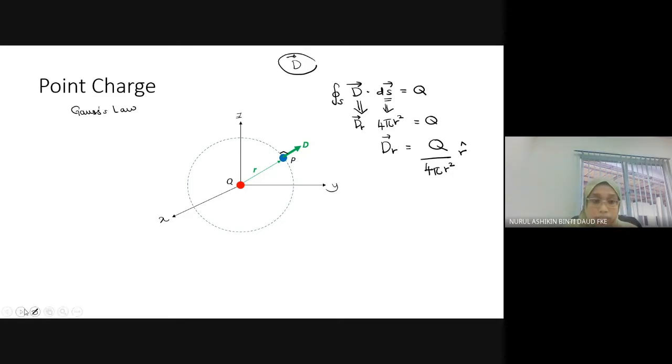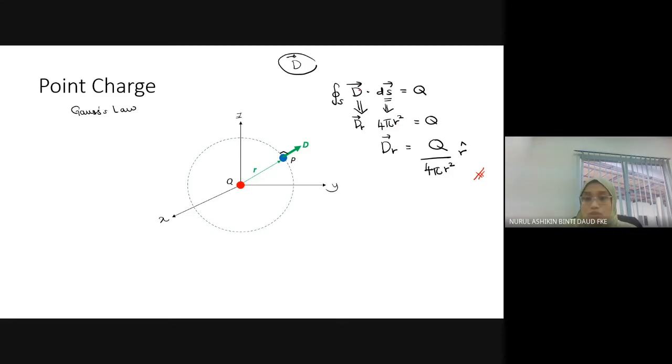I hope you understand this one. This should be very basic. If you have a point charge and want to find the electric flux density at one particular point, for example point P, first you have to draw the Gaussian profile. To do that, you have to choose a very suitable shape. In this case, I make the shape a sphere, so my dS will be the surface area of the sphere, which is 4 pi r squared.